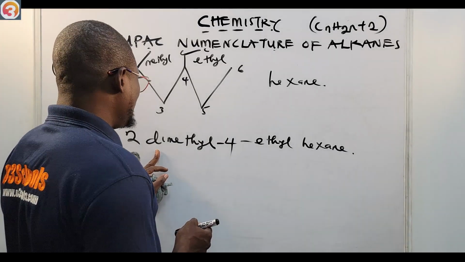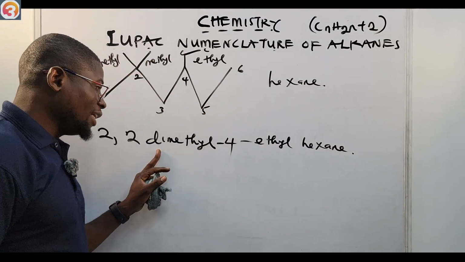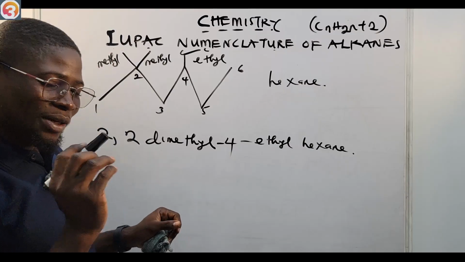The alphabet that began here is what? It is D. The one that began here is what? It is E. Should D come before E? Now, I need to tell you the secret.